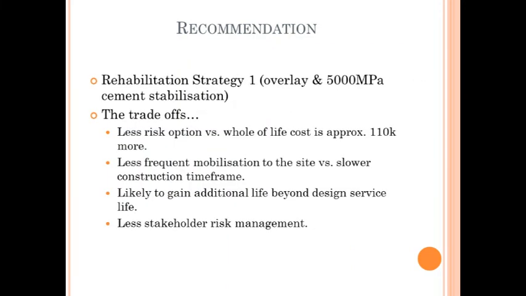Ultimately, the recommendation would be for strategy 1, just erring on the side of caution. While it does come in at approximately 110,000 more in terms of whole of life costs, it has substantially less risk in comparison, and it also addresses the site immediately up front, and you're not having to remobilise to the site multiple times over the initial year periods. And it's also likely, given the extent of stabilisation and cover obtained, that you're going to gain beyond the design life of the pavement as well. So there'll be some potential residual value left in that.